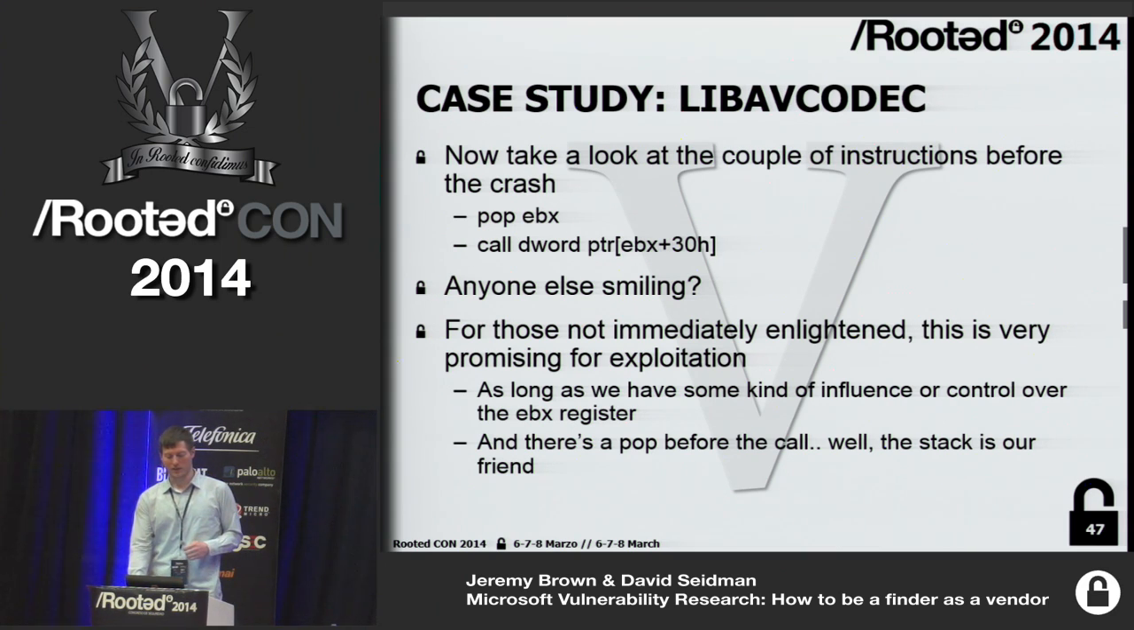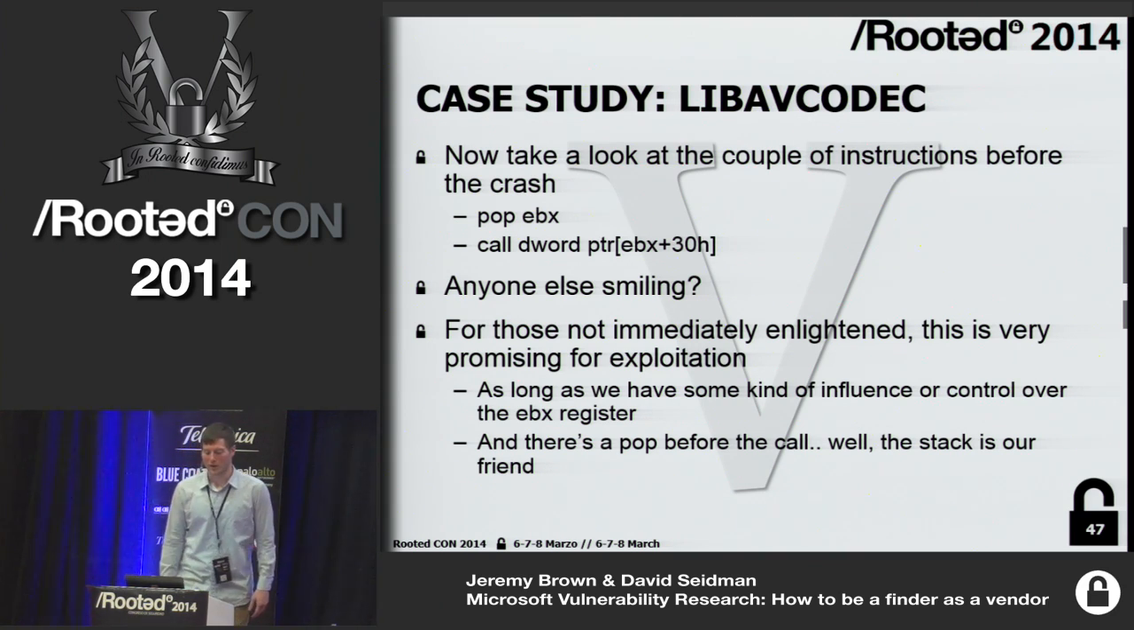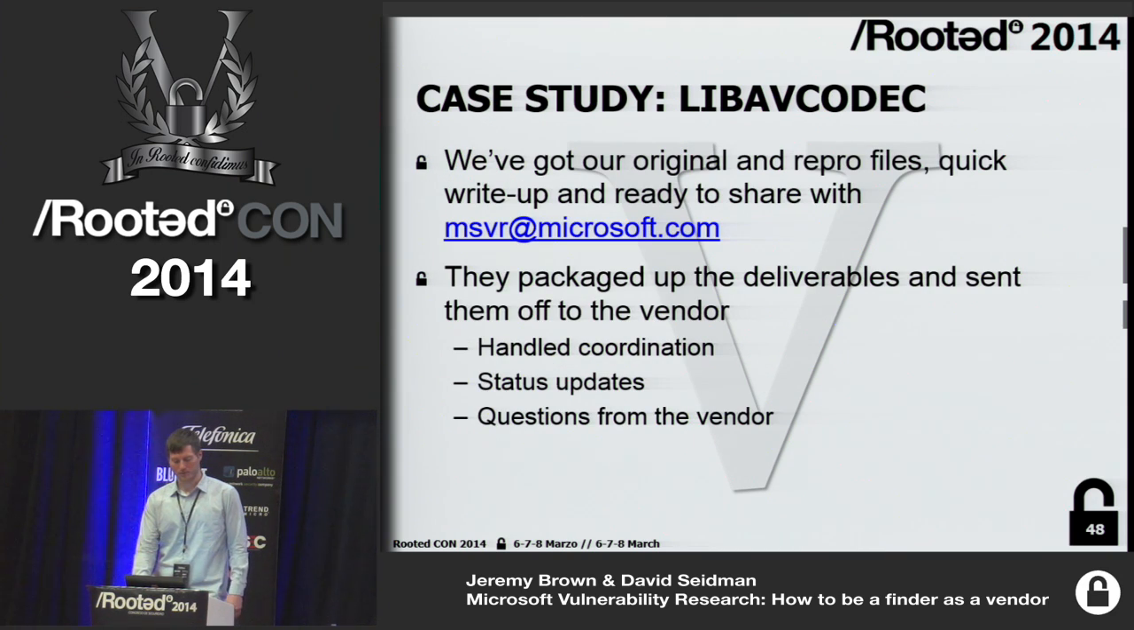And if you can see the stack chain, we didn't really have the full stack trace available here, but there's a pop EBX, call dword [EBX+30]. If you have some control over EBX, that could be a remote code execution vulnerability. So pretty promising, and from there, send it off to MSVR.